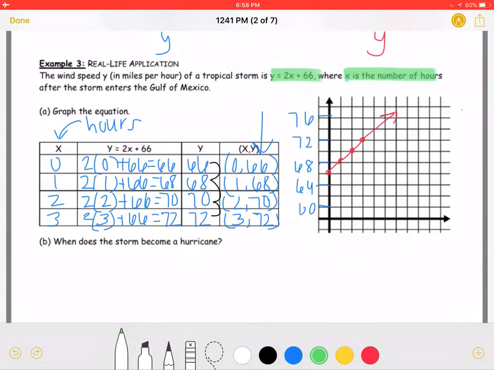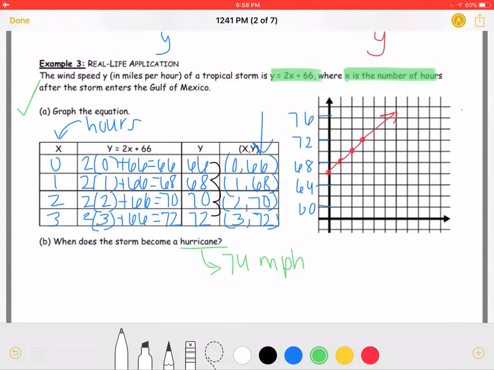We graphed the equation. Now let's do part B. When does a storm become a hurricane? Something you need to know, a piece of information that is not yet on your notes, but I'm going to tell you, and if this was a quiz, I would also tell you. The storm becomes a hurricane when the wind speed is at least 74 miles per hour. So we're looking for 74 miles per hour.